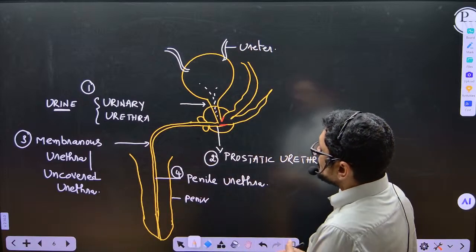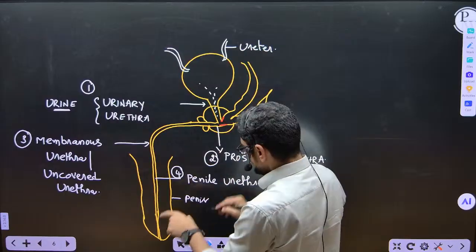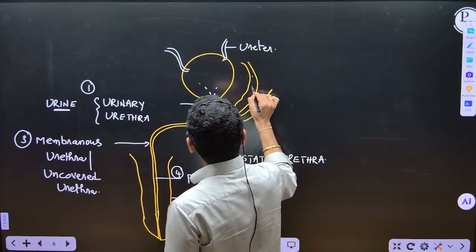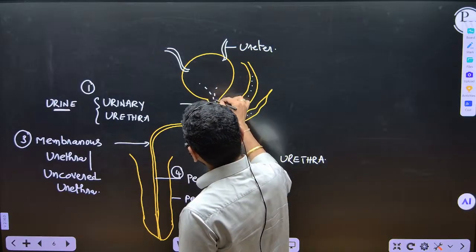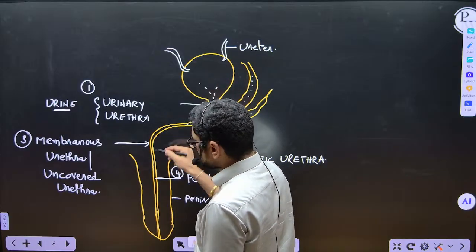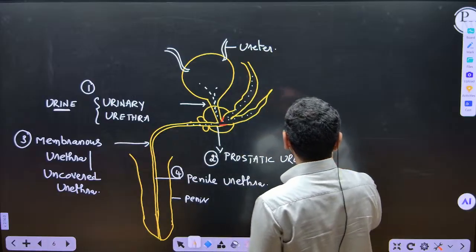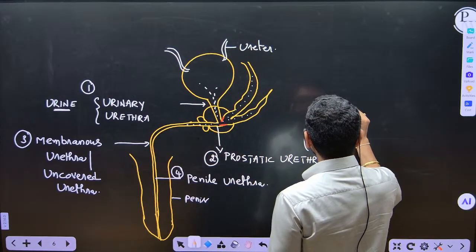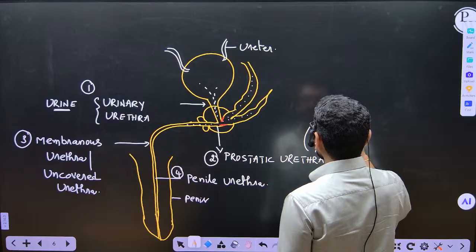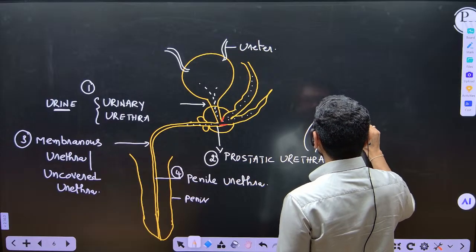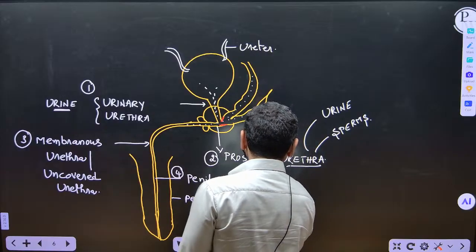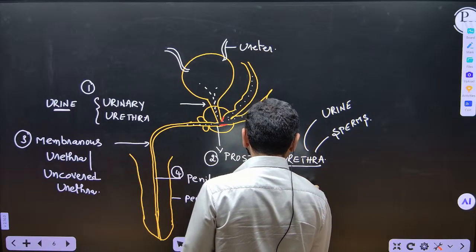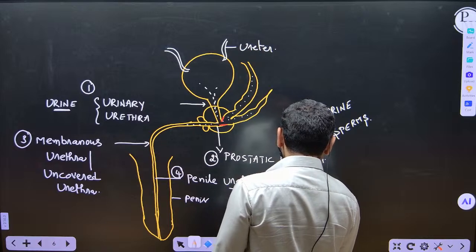Okay. Generally urethra, see here. From here the sperms are coming. And from here urine is coming. Urine and sperms both are passing here. So urethra carries urine as well as sperms, but not at the same time, they are at different times. That is the reason why urethra in case of males is called urinogenital duct.